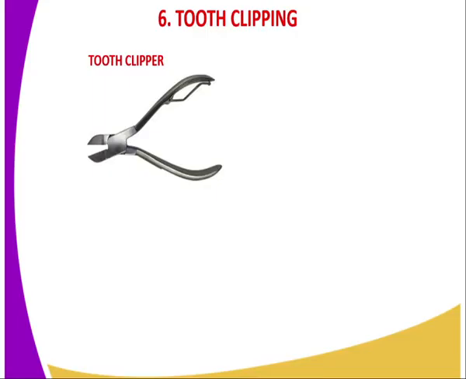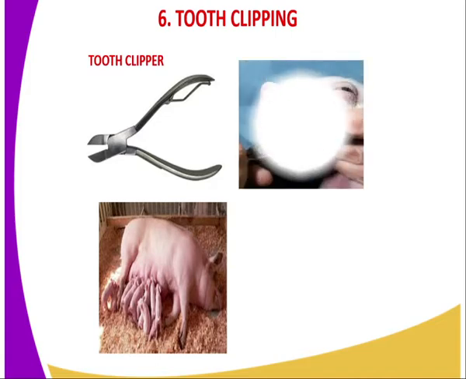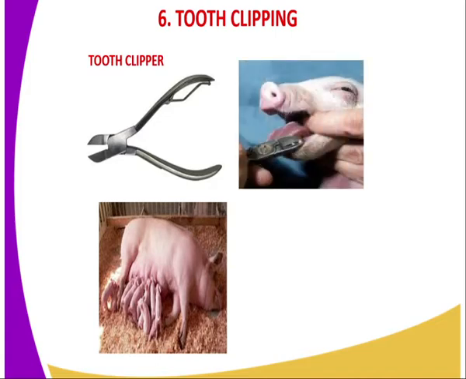and it is the one which is normally used for plucking out or clipping off the teeth from the piglets immediately after they are born. You can see they are comfortably suckling their mother without causing harm to the mother. So you can see the tooth clipper. There is a demonstration on that diagram of how the tooth clipping exercise is normally done.